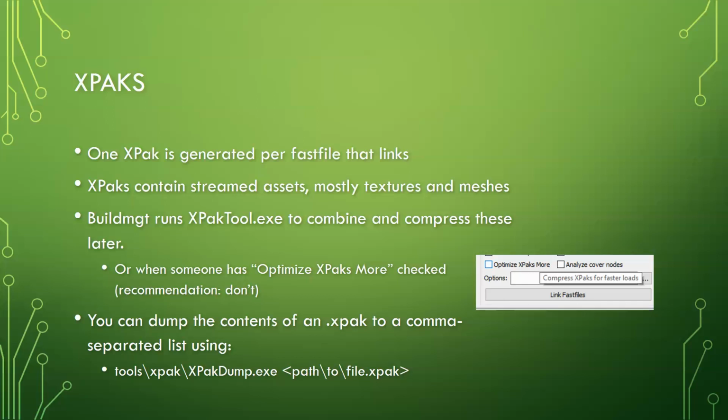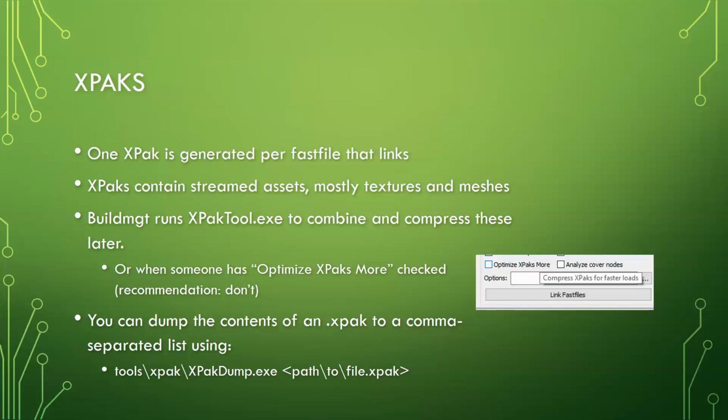So in addition to the fast file outputting XPacks, build management runs a tool called xpacktool.exe that combines and further compresses these assets. If you check this checkbox in Rex, it says optimize XPacks more. That'll also happen for you locally, but I don't recommend you do that because it'll take a really long time to build and won't save you that much time in the long run. I should probably just remove that option.